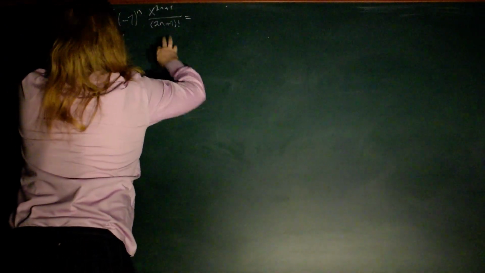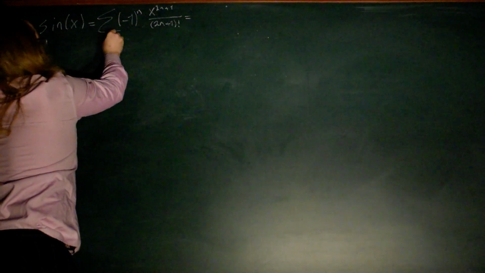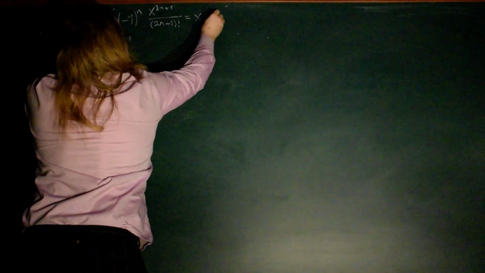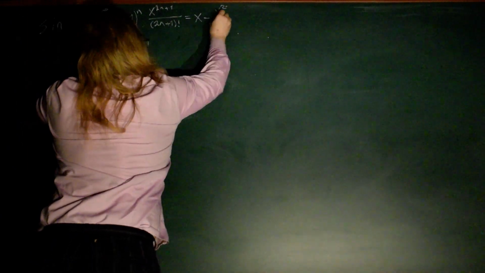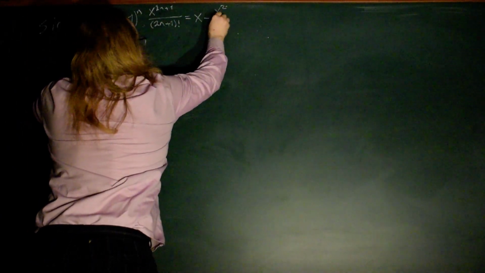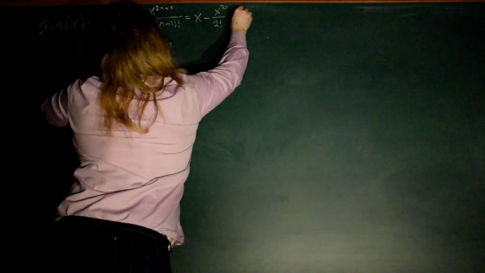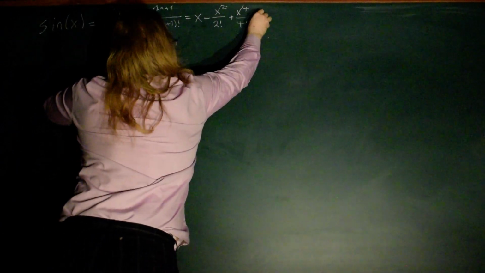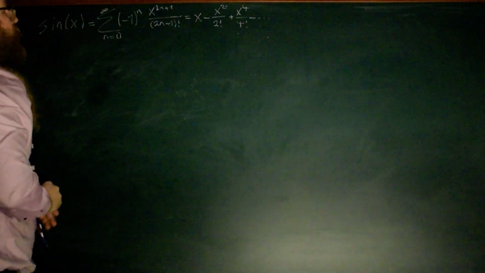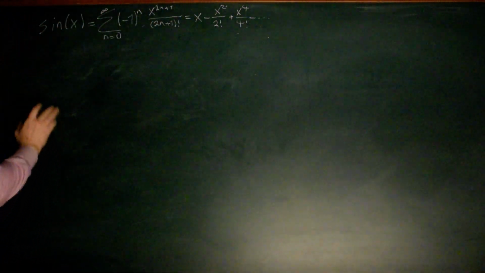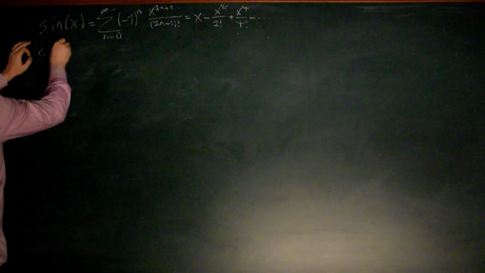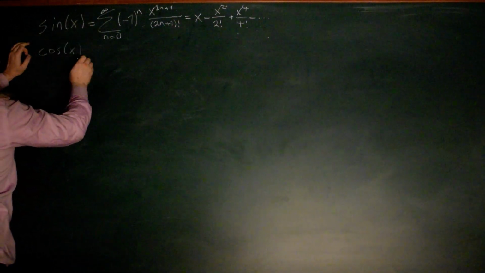So if I write out the first few terms: when n is 0, we get just x, then we get x cubed over 3 factorial, plus x to the 5th divided by 5 factorial. Then minus and plus, alternating a bunch of terms. Okay, beautiful. And then we take the cosine of x, which is pretty similar.